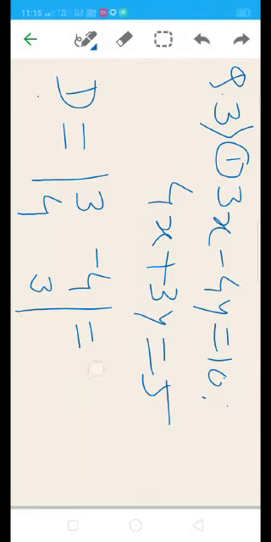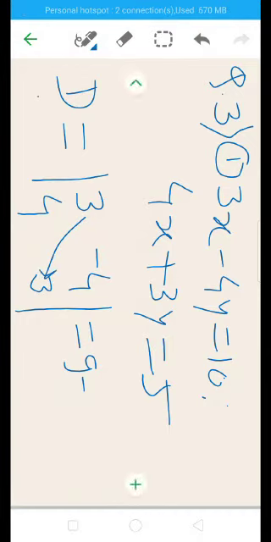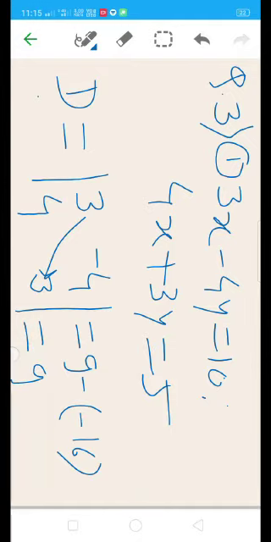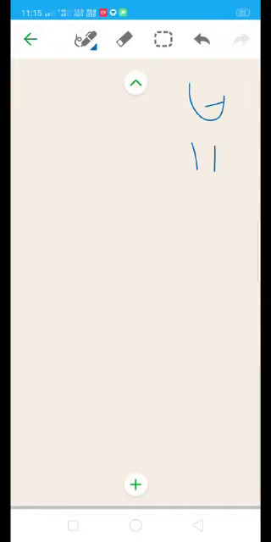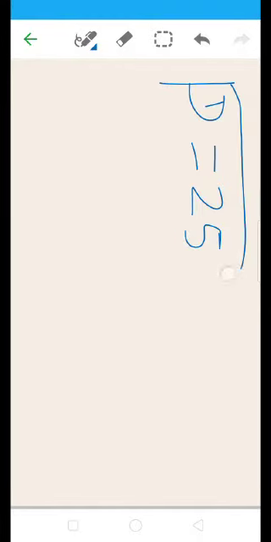3 multiplied by 3, 3 3s are 9. This 3 multiplied by 3 becomes 9, minus 4 multiplied by 4, minus 4 multiplied by plus 4, 4 4s are minus 16. 9 minus minus 16 is 9 plus 16, which is equal to 25. The value of D is equal to 25. This is your first value.